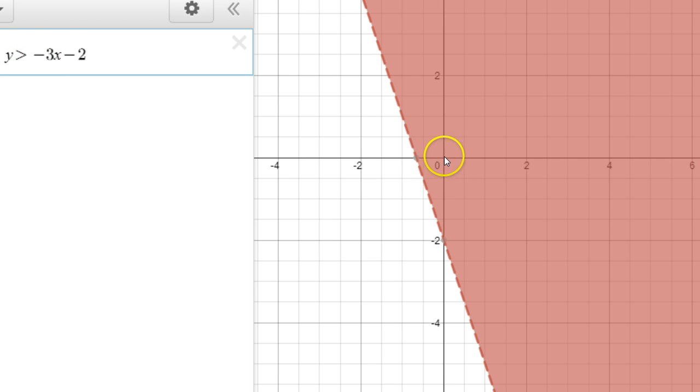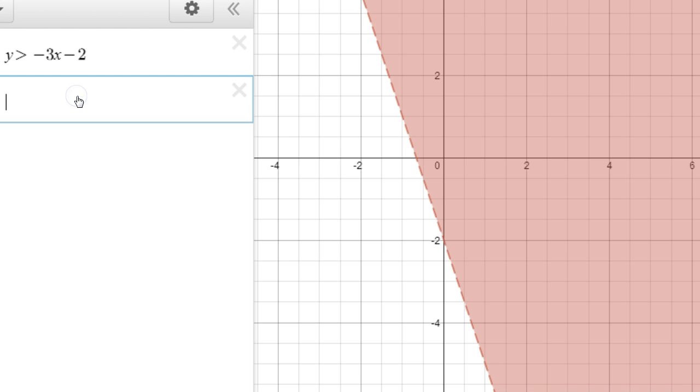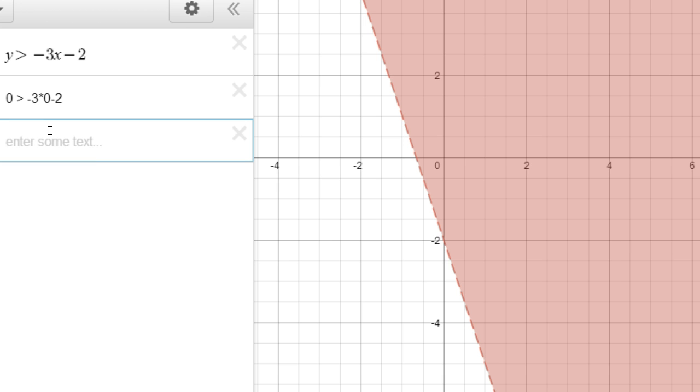So for example, 0, 0 will fulfill that statement. If I take 0, 0 and plug it in, I get 0 is greater than or equal to negative 3 times 0 minus 2. Negative 3 times 0 is 0, and 0 minus 2 is negative 2. So 0 is greater than negative 2. That makes that a true statement. Since that's true, that's a point that's there.